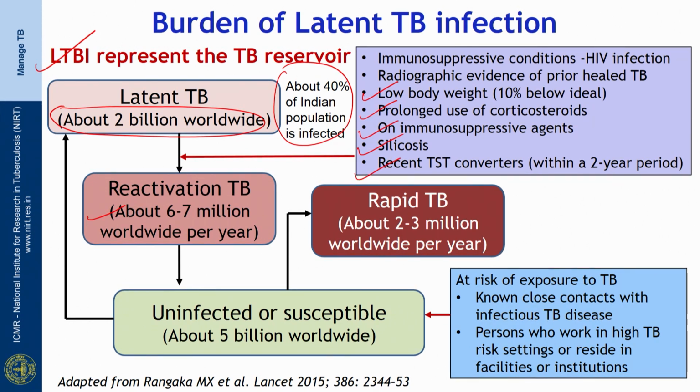2-year period. Those who have reactivation TB or active TB then proceed to infect new hosts who are uninfected or susceptible, and they in turn can develop rapid TB, about 2 to 3 million worldwide per year, or they would join the pool of latent TB infection. Those at risk of exposure to TB include known close contacts with infectious TB disease and persons who work in high TB risk settings or reside in facilities or institutions.